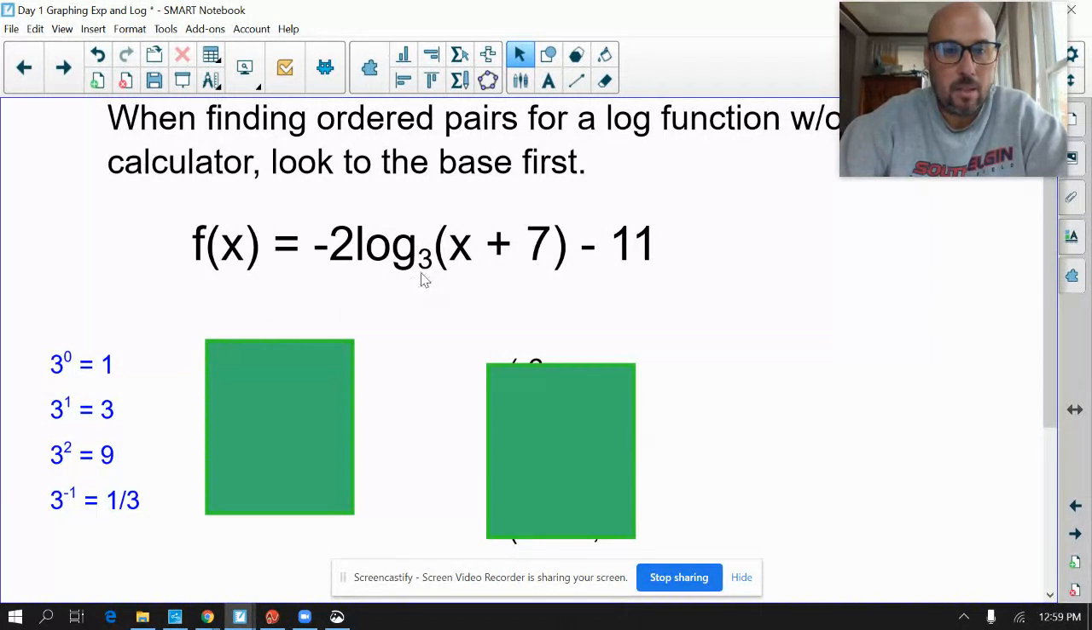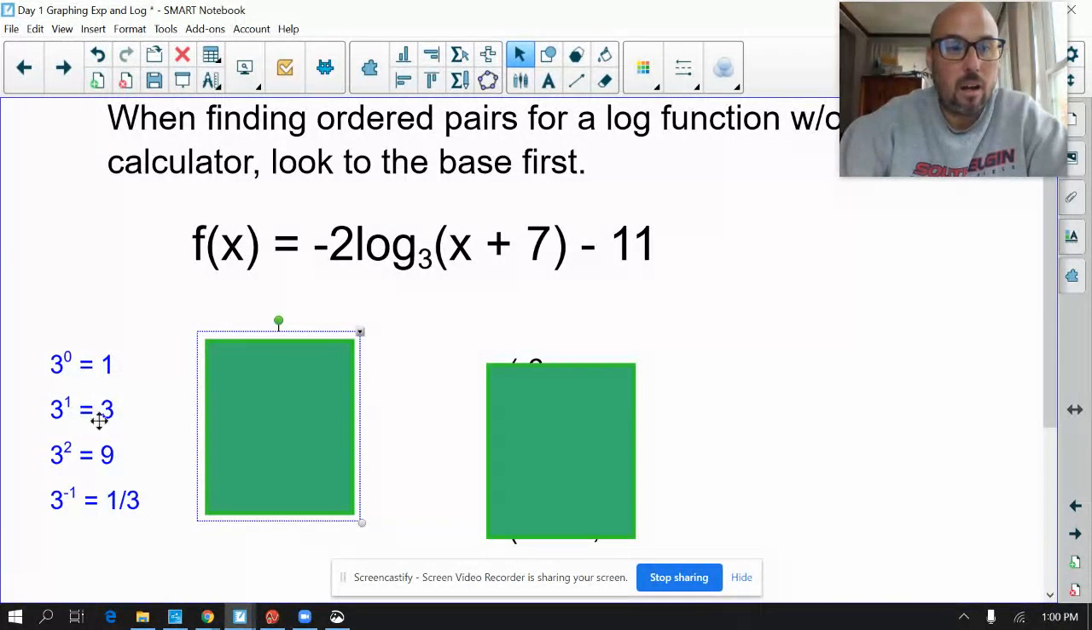So it's all about the base 3. And right away, I know that 3 to the 0 is 1 because anything to the 0 is 1. 3 to the first is 3. 3 to the second is 9. And suddenly, 9 is pretty big. 3 to the third would be 27, and that's probably going to be outside of my graph. It's probably going to be a 10 by 10 coordinate plane. Also, 3 to the negative first is 1/3. So I can really get 4 ordered pairs here.